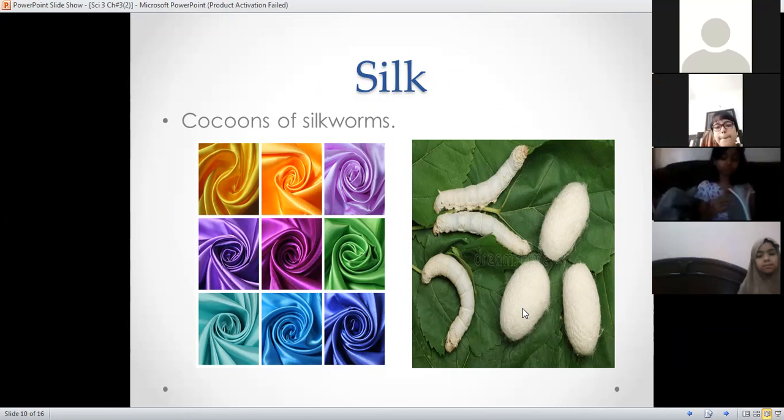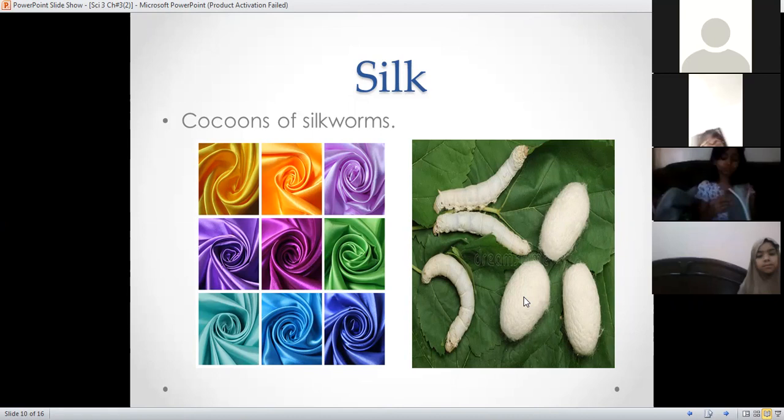A cocoon is a covering made from smooth thread in which the baby silkworm lives. Where do these silkworms live? They live in these cocoons. So from where can we get the silk? We can get the silk from these silk moths.